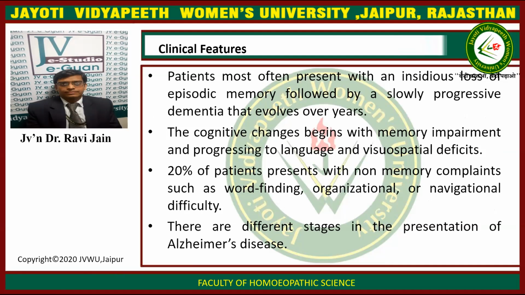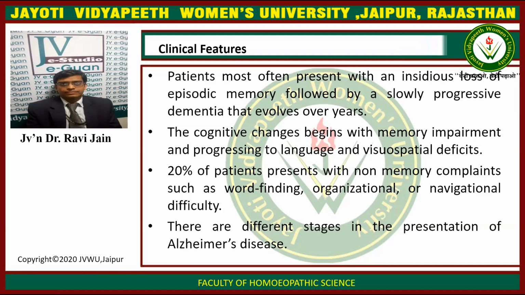Now, clinical features. What are the various clinical features that occur in Alzheimer's disease? In Alzheimer's disease, patients most often present with insidious onset of episodic memory loss, followed by slowly progressive dementia that evolves over years. Episodic means the patient forgets a particular episode of life, a particular episode of memory, and there will be dementia. The dementia we have already discussed in detail, which evolves over the years. So it takes years for the development of Alzheimer's disease.